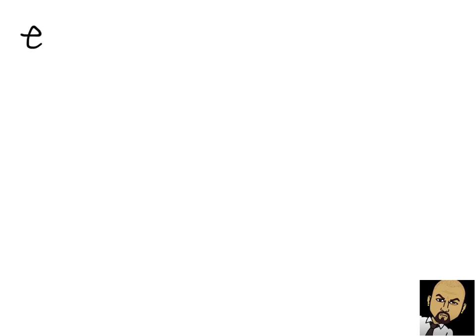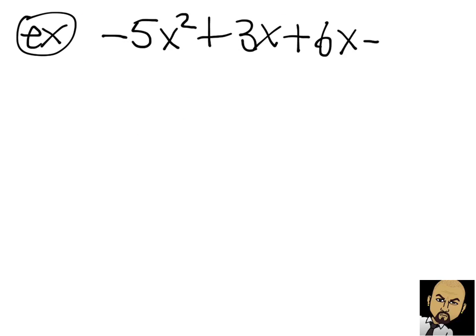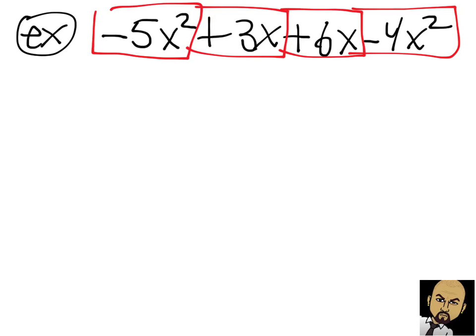All right, let's do another example. Here we've got negative 5x squared plus 3x plus 6x minus 4x squared. I'm going to go ahead and box my terms.